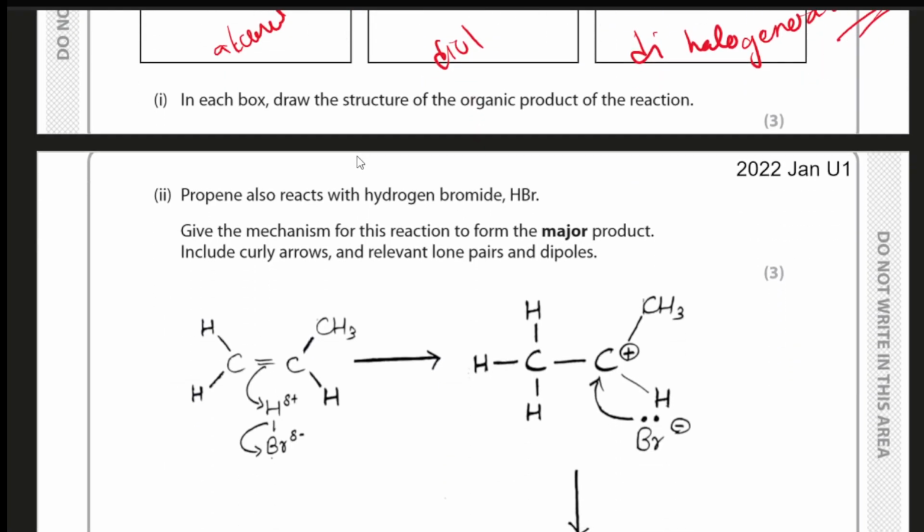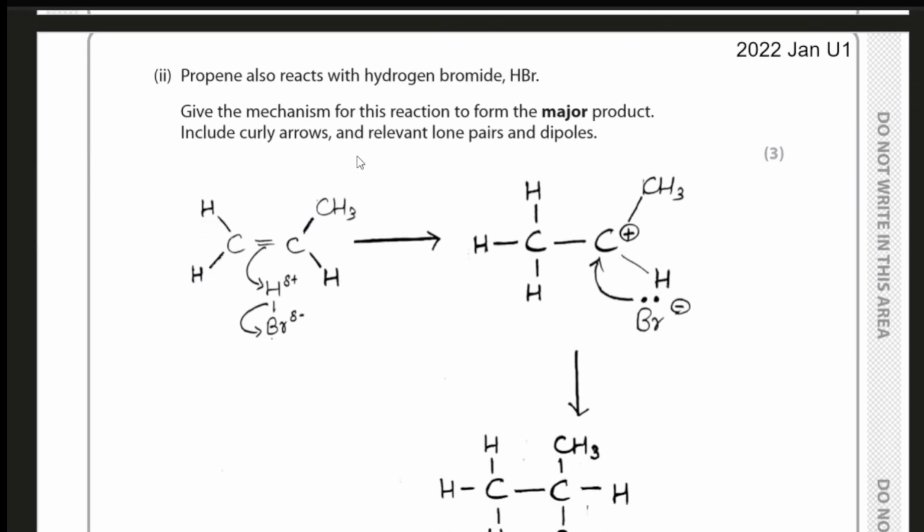Okay, moving on. Propene also reacts with hydrogen bromide. Give the mechanism for the reaction to form the major product. Again, the same concept of the mechanism. All you do is show the proper three-step electrophilic addition mechanism, just as I have talked about countless times in the previous video as well as at the start of this video in various questions. So you can check it out again like this, and then let's move on to the next one.